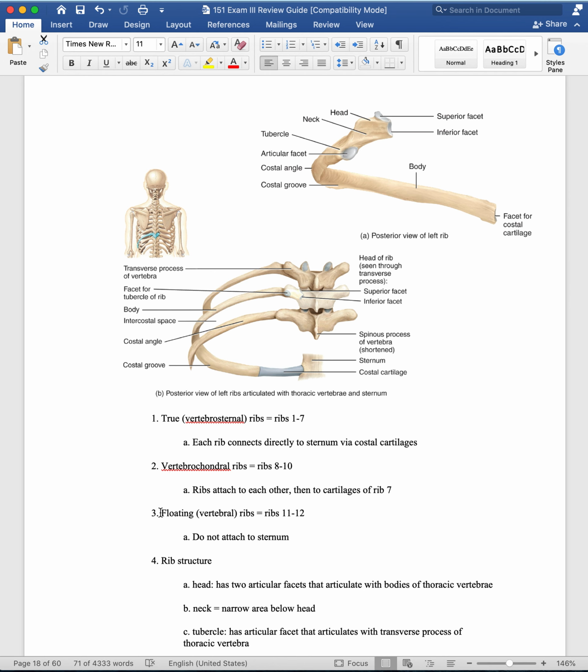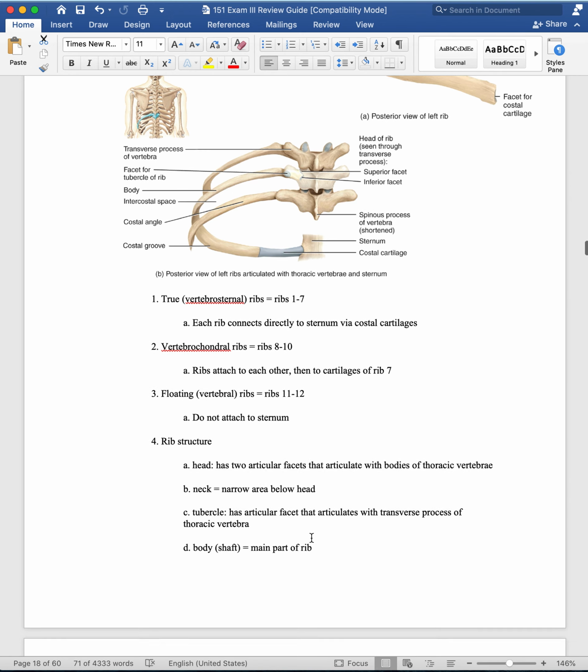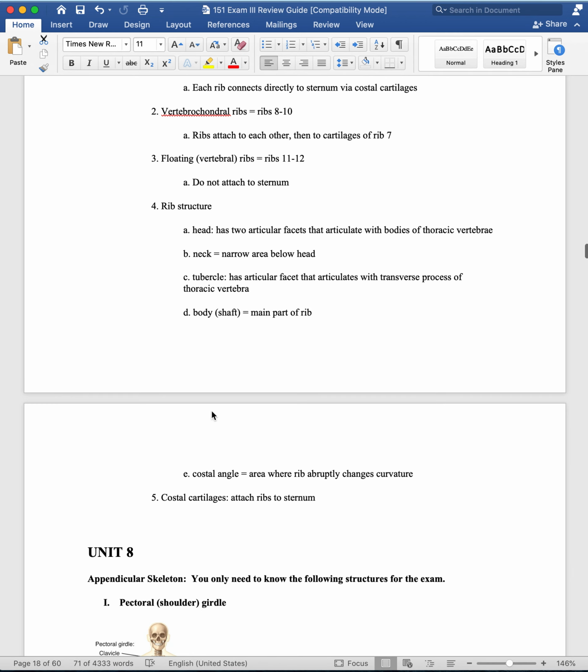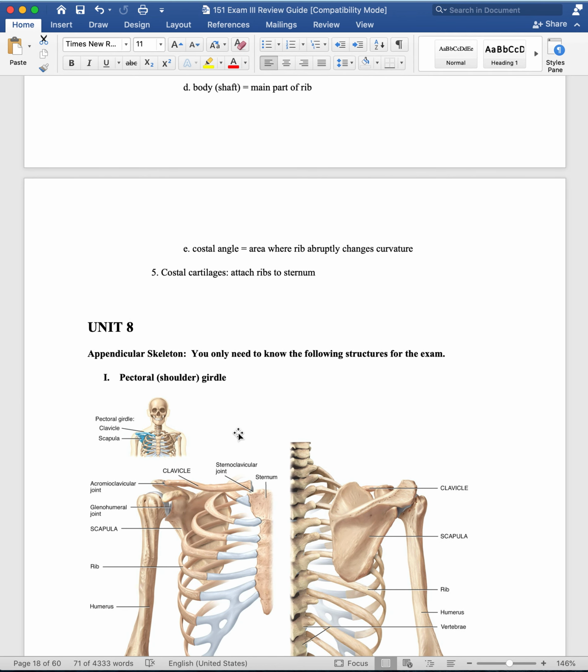And then we have those bottom ribs, which are called the floating ribs. These are not attached to the sternum at all. Both of these are considered false ribs. These guys are considered true ribs. Okay, so I kind of already went over that rib structure, and that's going to take us into Unit 8.